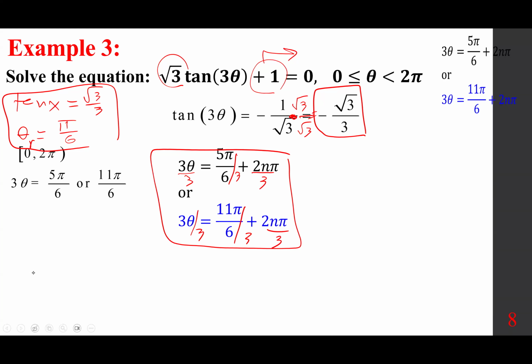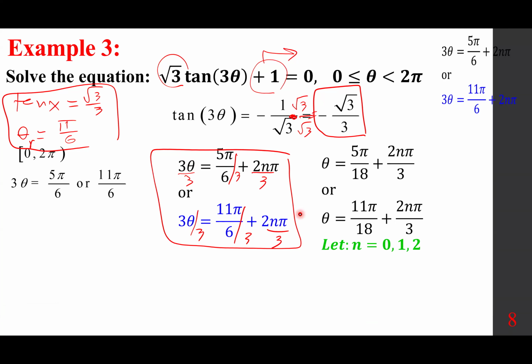Which means this becomes theta. This becomes 5 pi over 18. This is 2n pi over 3. This becomes theta 11 pi over 18, 2n pi over 3. And you look at this number, class, number 3, that means you go 0, 1, 2. If you go with 3, you repeat the same thing. So 0, 1, 2. If this is 5, you go 0, 1, 2, 3, 4, just one less than that.